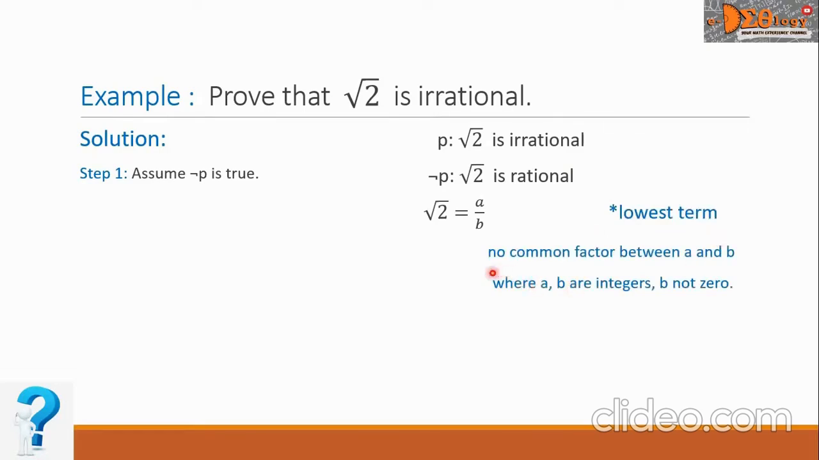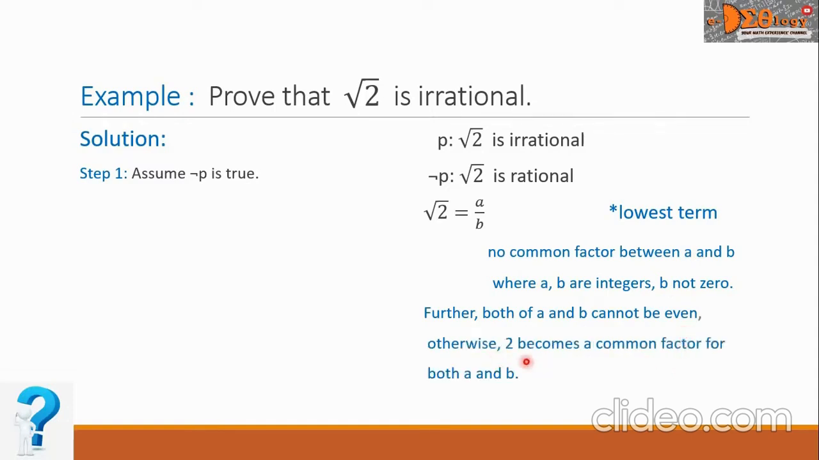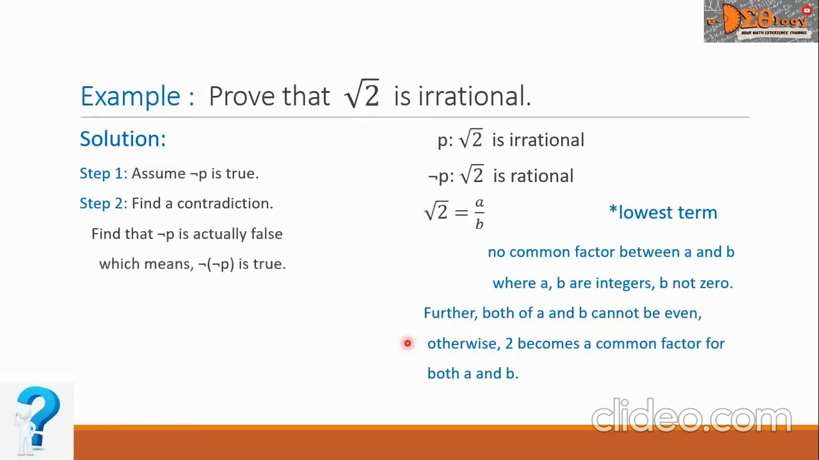It means there is no common factor between a and b, where a and b are integers and b is not equal to 0. Further, both a and b cannot be even integers. Otherwise, the number 2 becomes a common factor for both a and b. Now, step 2, let us find a contradiction based on these statements. That is, let us find that not P is actually false, which means the negation of not P is true.